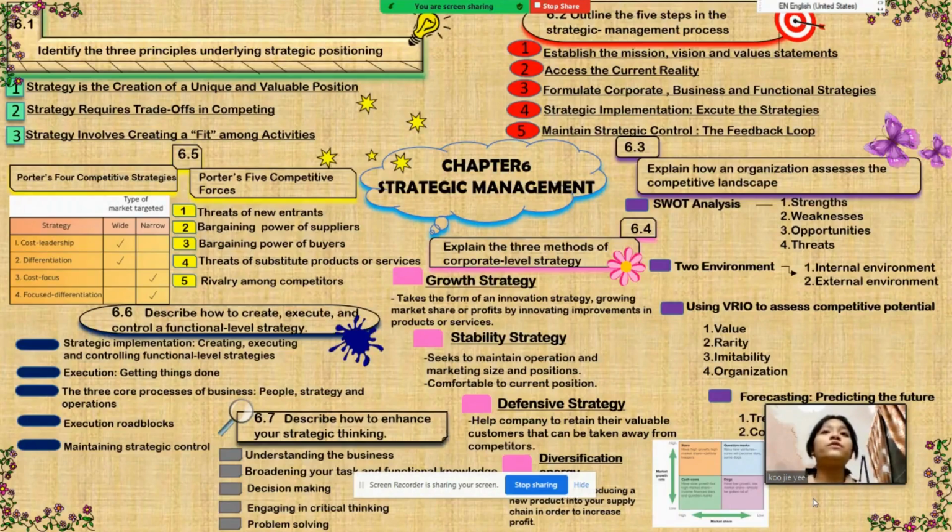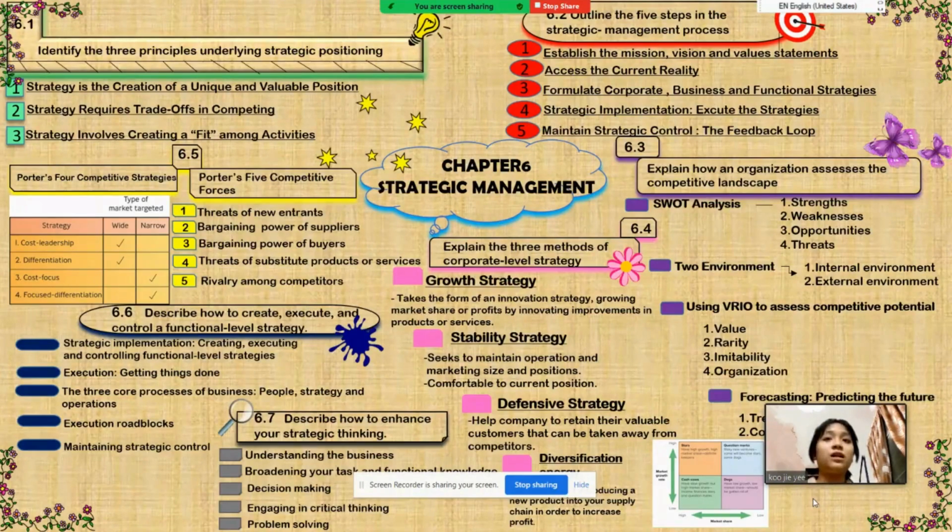Often, a growth strategy takes the form of an innovation strategy, growing market share or profits by innovating improvements in products or services. Next, the stability strategy is a grand strategy that involves little or no significant change. This strategy seeks to maintain operation and marketing size and positions. This strategy is applied when the company is already comfortable in its current position. For instance, the company has been growing at breakneck speed and feels it needs a period of consolidation.